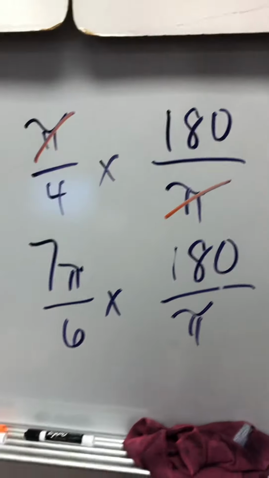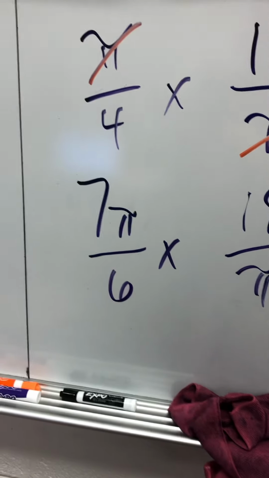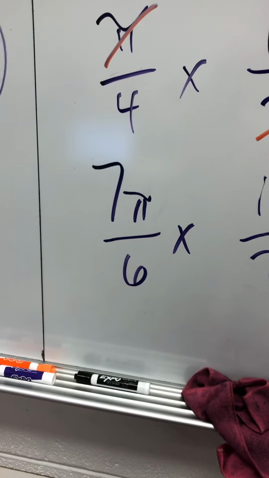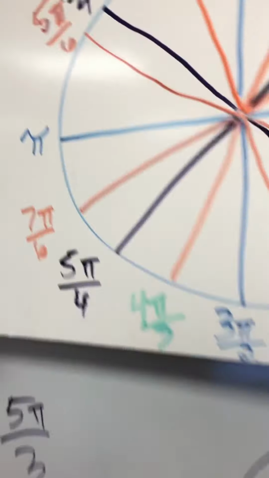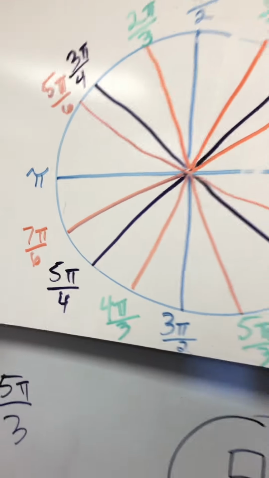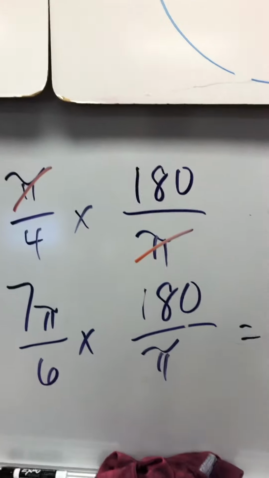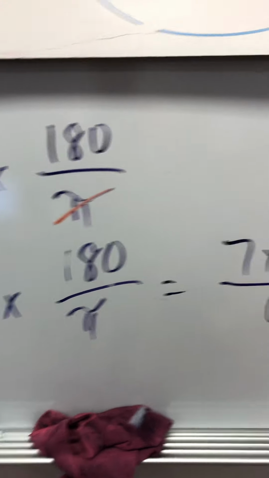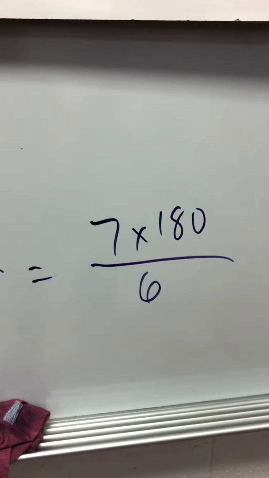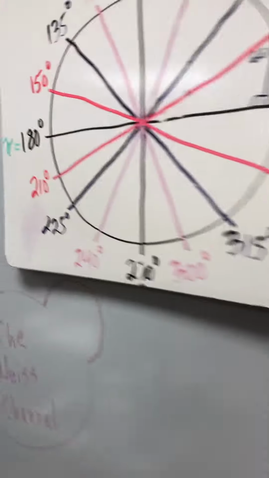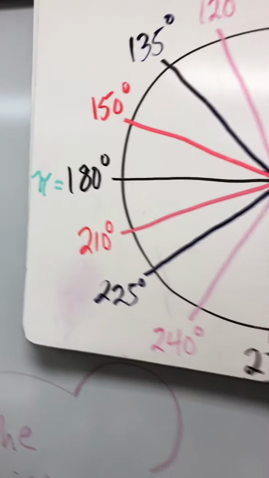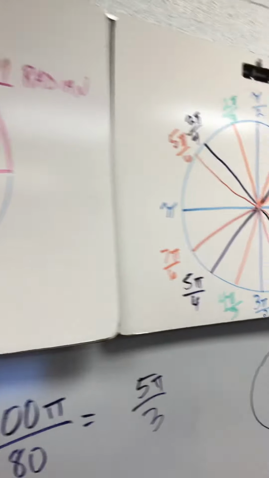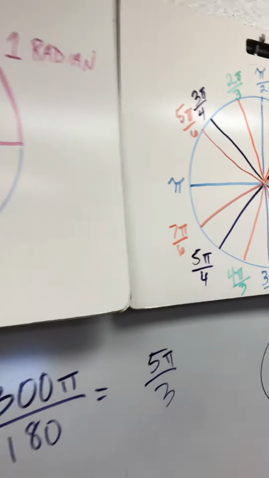So what if I want to do 7 pi over 6? 7 pi over 6 right there, times 180 over pi. The pi's cancel, so I'm going to do 7 times 180 divided by 6, and I'm going to get 210. So this 210 matches up with 7 pi over 6.